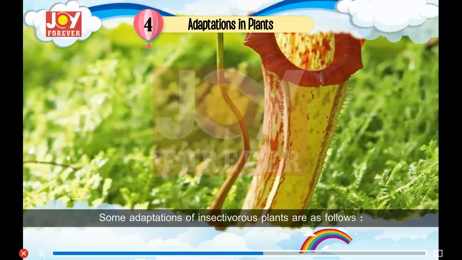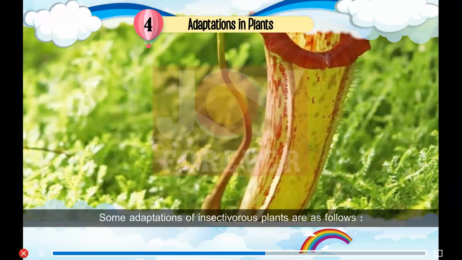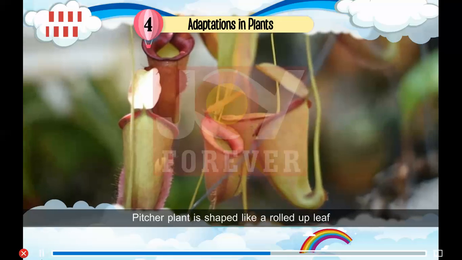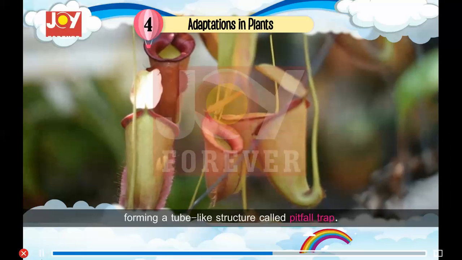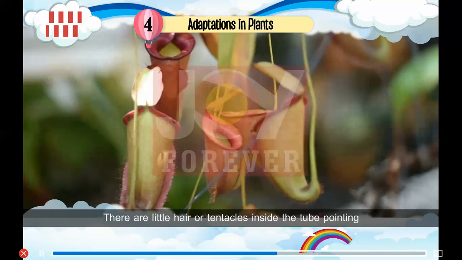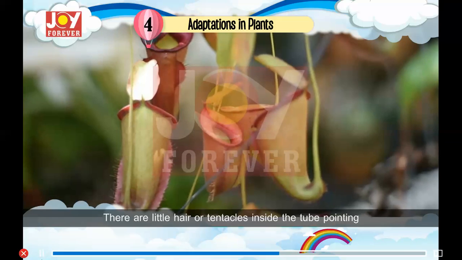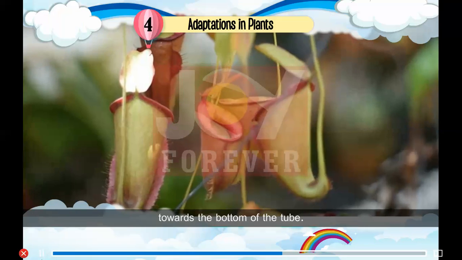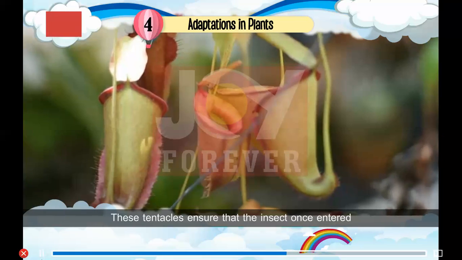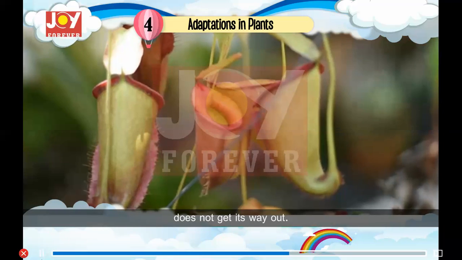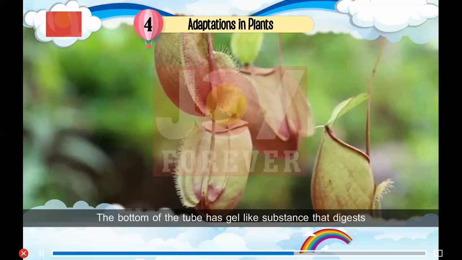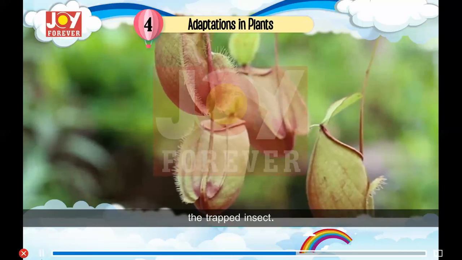Some adaptations of insectivorous plants are as follows. 1. Pitcher plant is shaped like a rolled up leaf forming a tube-like structure called pitfall trap. There are little hair or tentacles inside the tube pointing towards the bottom of the tube. These tentacles ensure that the insect once entered does not get its way out. The bottom of the tube has gel-like substance that digests the trapped insect.